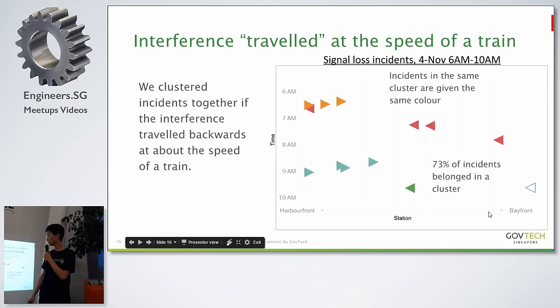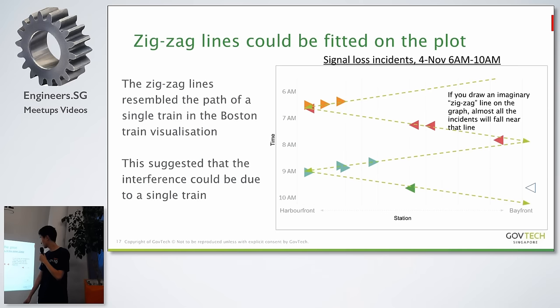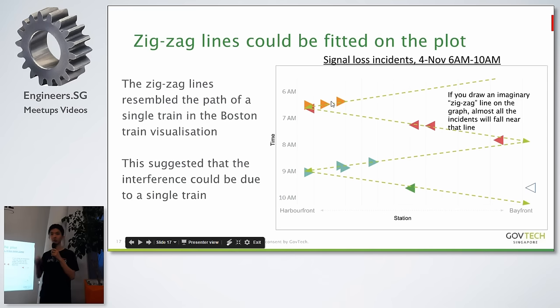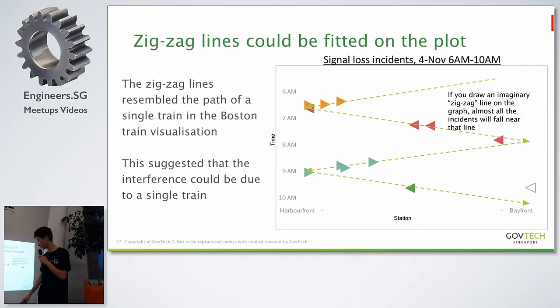If you cluster the markers together, you find that the straight lines match the speed of a train. We not only noticed it matches the speed of the train, it also bounces off the terminal stations, HarbourFront, and Dhoby Ghaut or Marina Bay. So this led us to the conclusion that it was a train causing the interference. And because we used markers that signified the direction the train was going, we could tell it was the train in the opposite direction that was causing the interference.